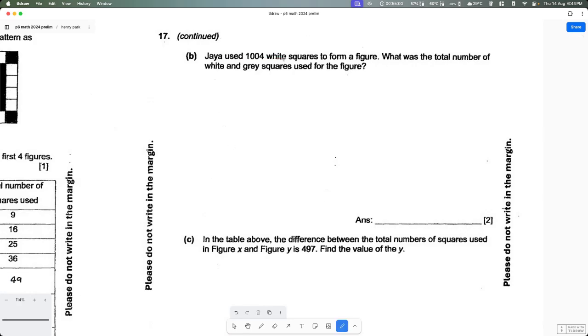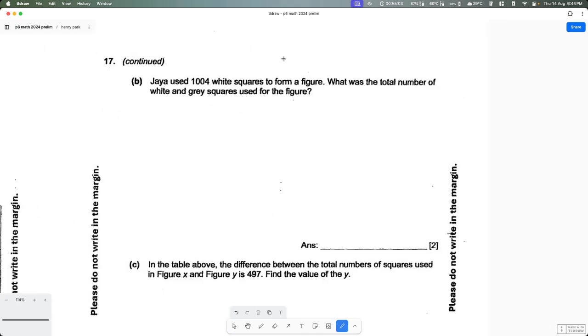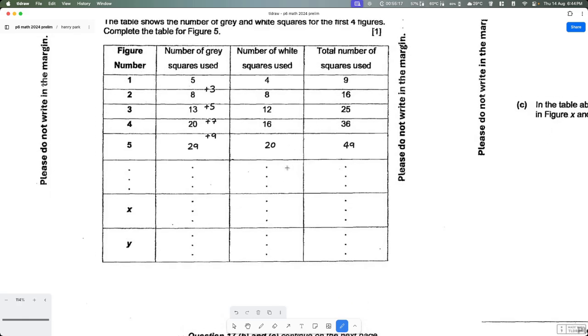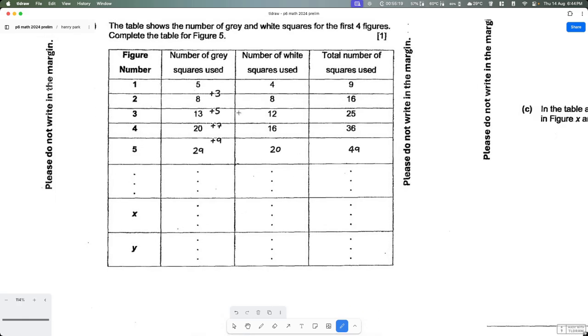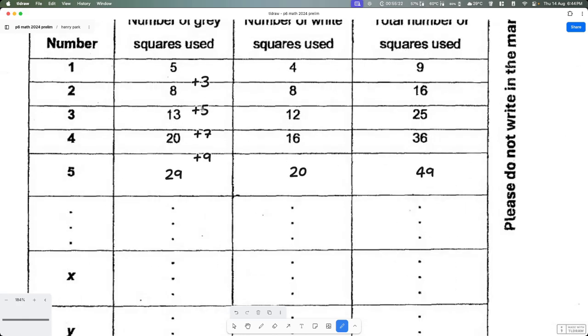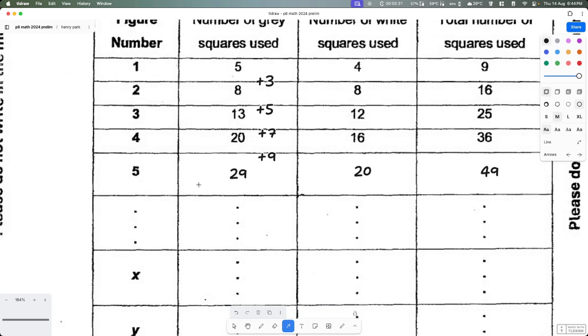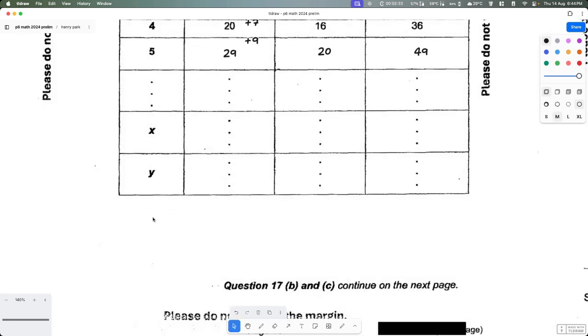Jaya used 1004 white squares to form a figure. What was the total number of white squares used for the figure over here? Okay, so in a way, we know this number of white squares over here. 1 times 4, 2 times 4, 3 times 4, 4 times 4. Okay, so this one pretty straightforward. So number of squares, we need to figure this out, right? So in essence, from 3 to 5 to 7 to 9, essentially in between, right? The pluses is already basically, let me just put the thing here.